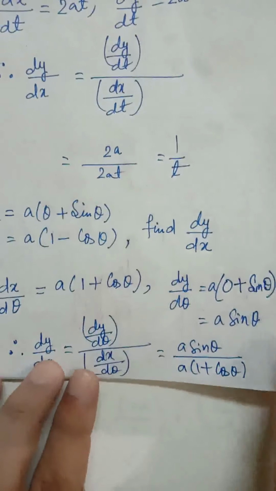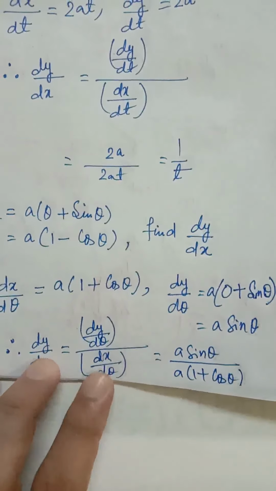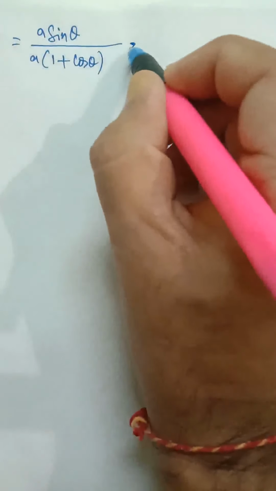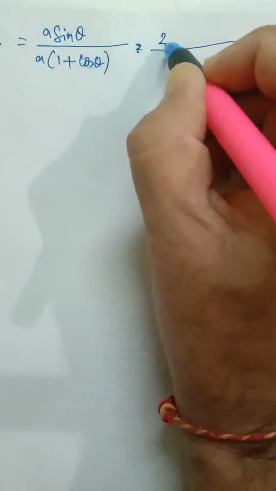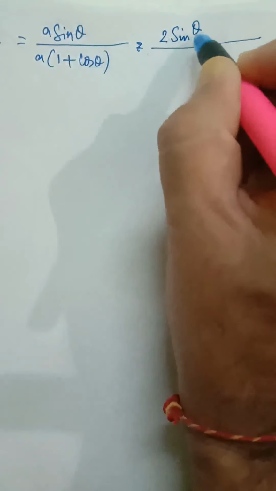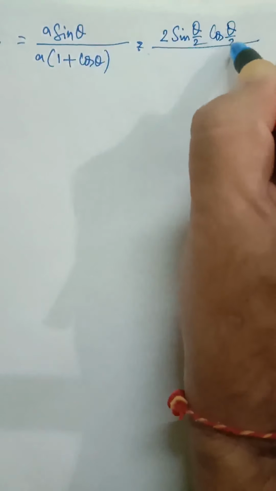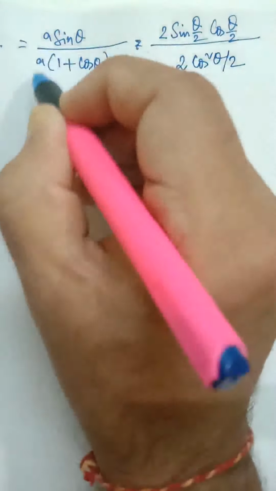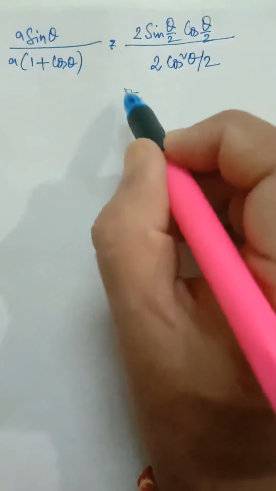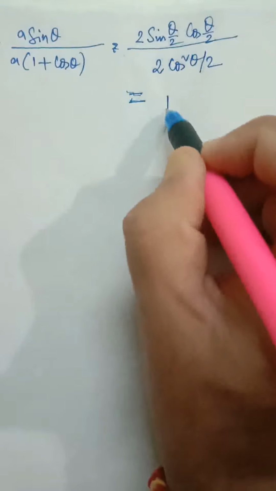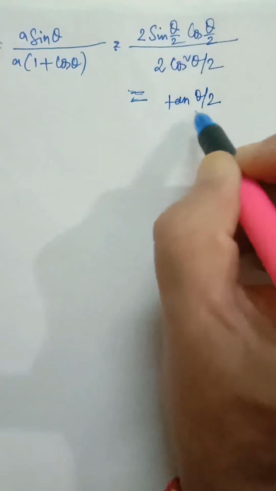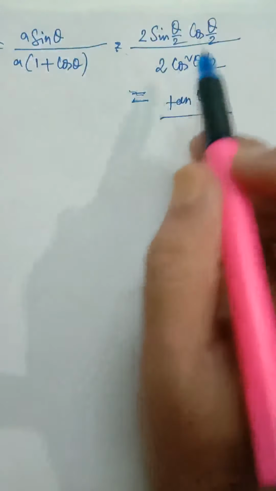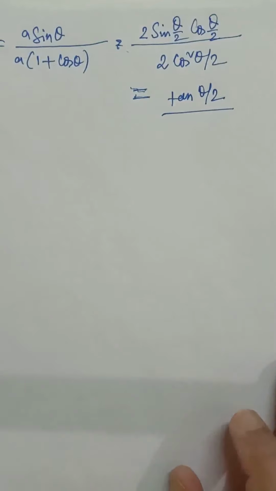Okay, now we can simplify. Let me write another line. Now we can cancel a. We can write sin theta equal to, formula for sin theta in submultiple angles, 2 sin theta by 2 cos theta by 2, and 1 plus cos theta equal to 2 cos square theta by 2, cancelling a. So this equal to, cancelling cos, it will be tan theta by 2. Okay, so derivative is, you can leave here also sin theta by 1 plus cos theta, or you can do simplification also. Answer will be tan theta by 2.